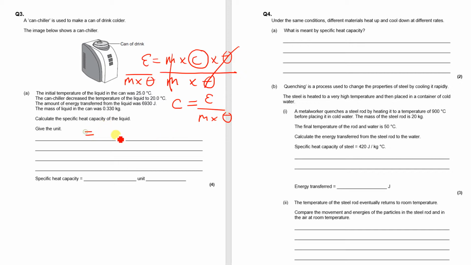Okay, so what is our energy? Well, our energy clearly says here 6930 joules.